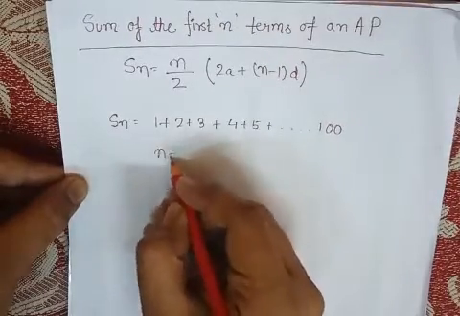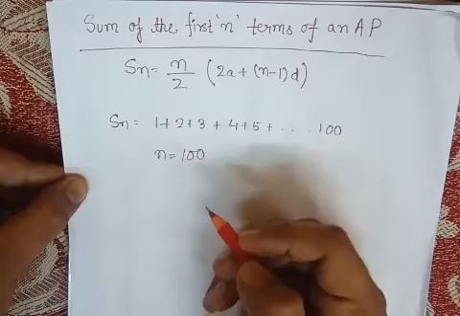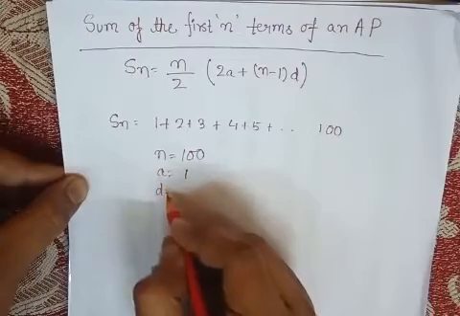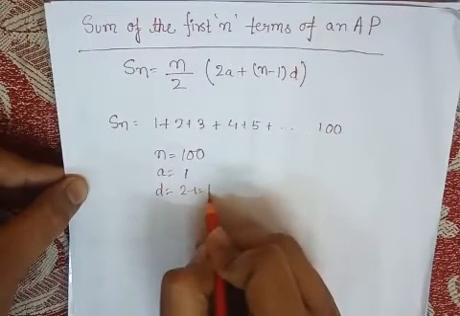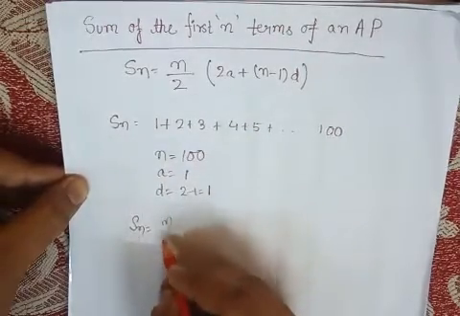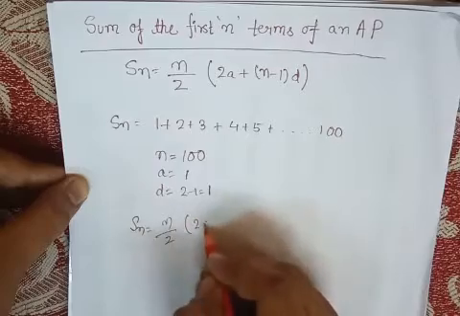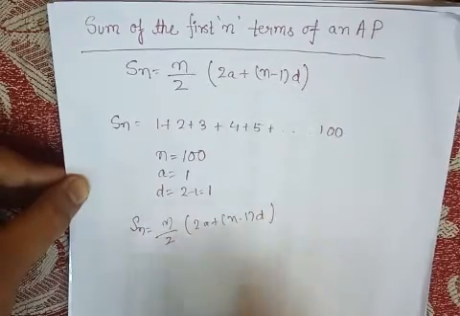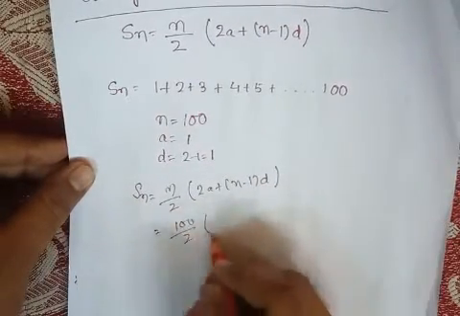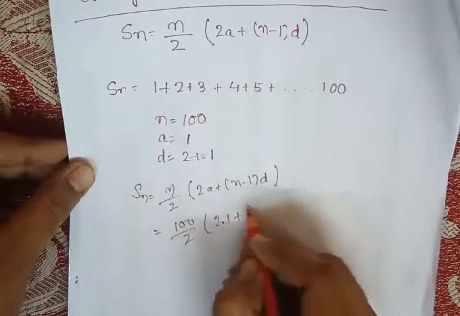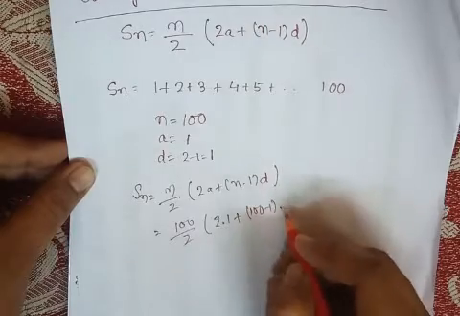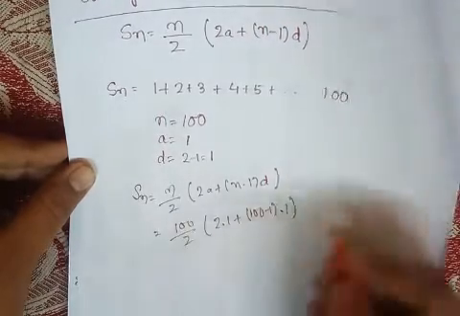So we have n as 100. There are 100 terms. A is 1. D is the common difference, that is 2 minus 1, which is equal to 1. Now suppose we take out the sum of the series, we will apply this particular formula. So we get 100 by 2, 2 into 1 plus 100 minus 1 into D, that was the common difference.